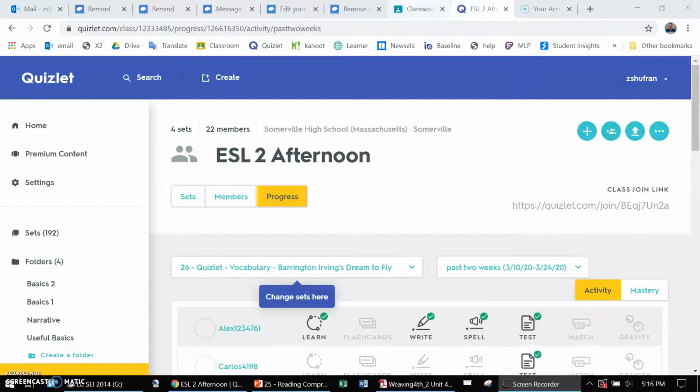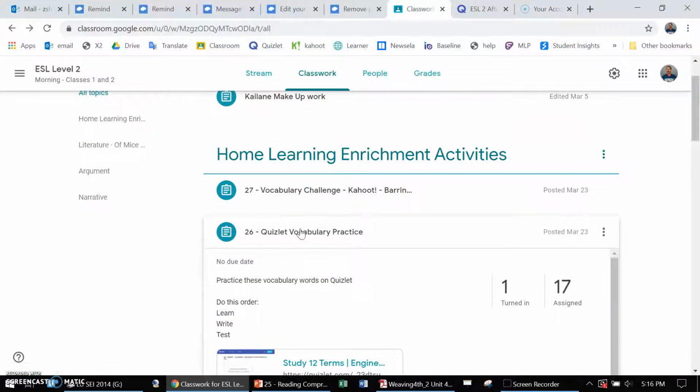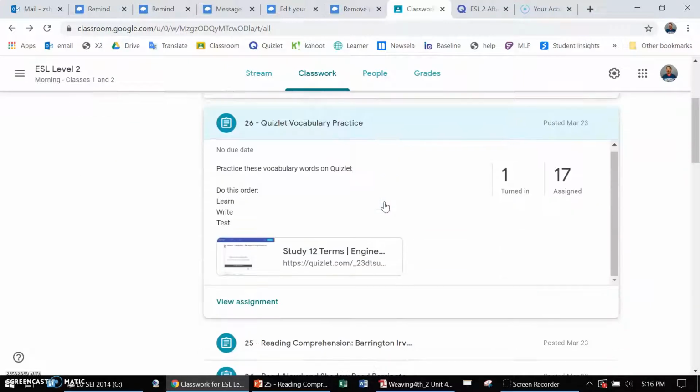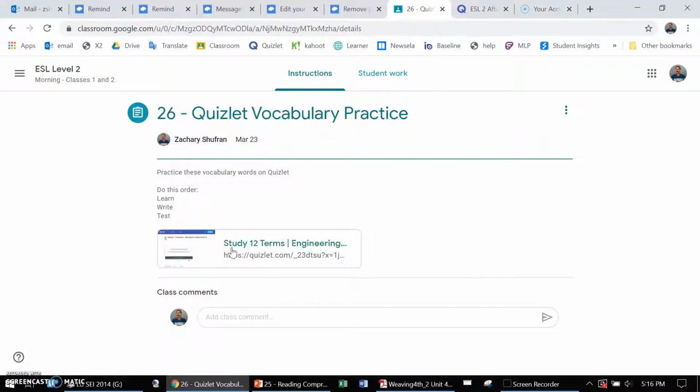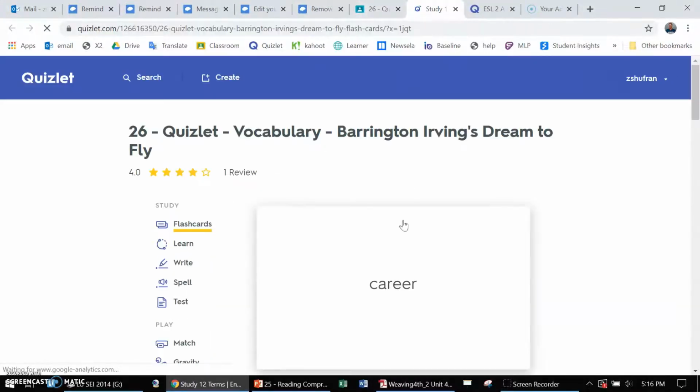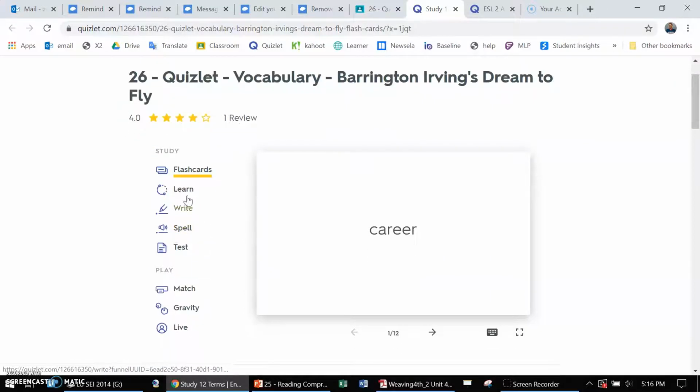So this is sort of in reference to number 26. When you open activity 26, the instructions probably look similar to this, and I tell you practice these vocabulary words on Quizlet. Do this order: learn, write, test. So when you go to Quizlet, remember you have the different options here on the side, and I always suggest that students start with learn.